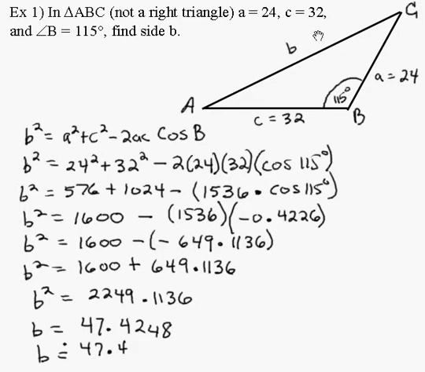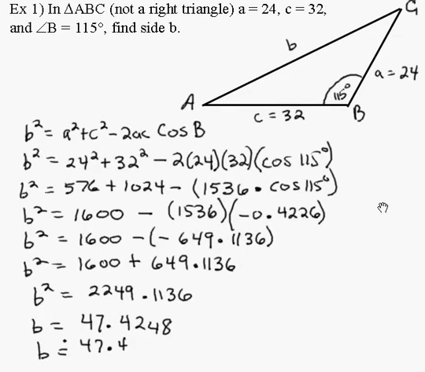Now let me just for a second state the obvious. Some students in the past have tried to do the Pythagorean theorem. Why can we not use the Pythagorean theorem? It's not a right triangle. All right, so the law of cosines to the rescue when it's not a right triangle.